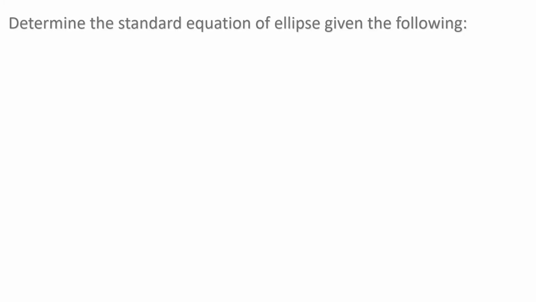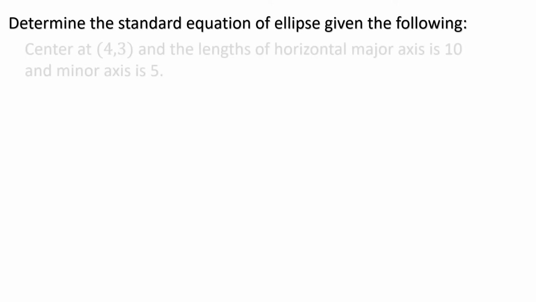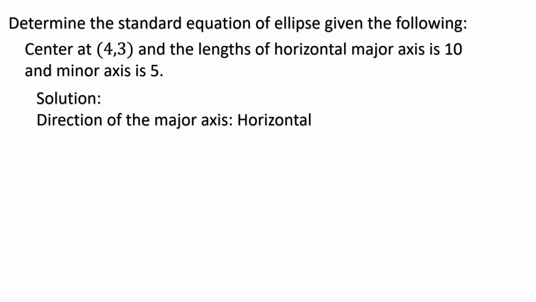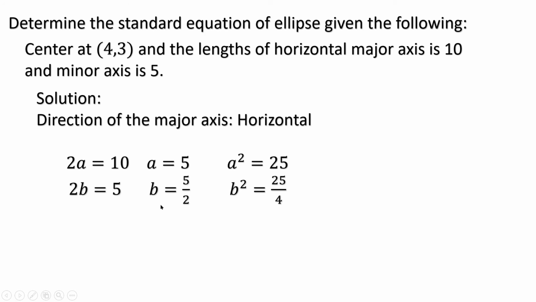Okay, so next we have to determine the standard equation of ellipse given the following. So we have center at 4, 3 and the length of the horizontal major axis is 10 and the minor axis is 5. So solution, we need to get the direction of the major axis, which is already given in the problem, which is horizontal. And so we solve for the length of the major axis, which is 10. So a is equal to 5 and a squared is equal to 25. And the length of the minor axis is 5. So we have b is equal to 5 over 2 and b squared is equal to 25 over 4.